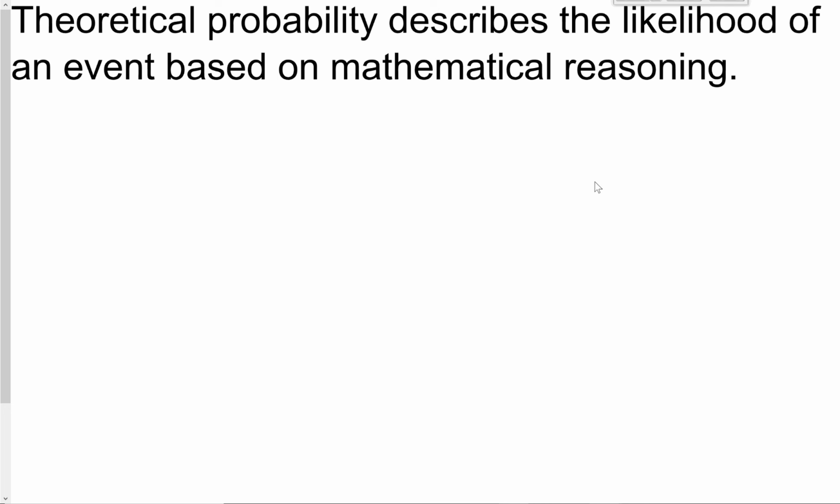We're going to deal with in Chapter 8, Section 1. It has to do with theoretical probability. I kind of described this in the first one a little bit, but it describes the likelihood of an event based on mathematical reasoning. So it's not actually doing the experiment, right?